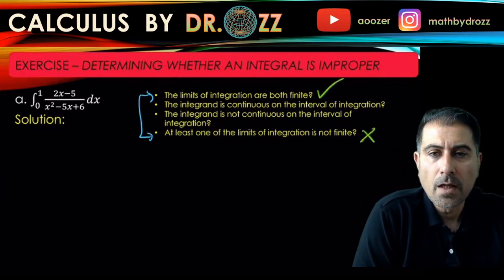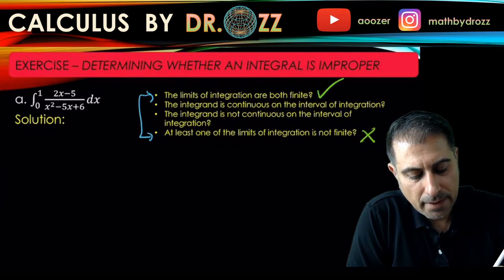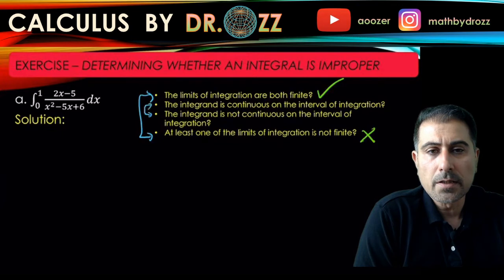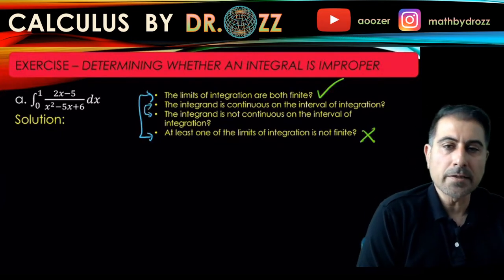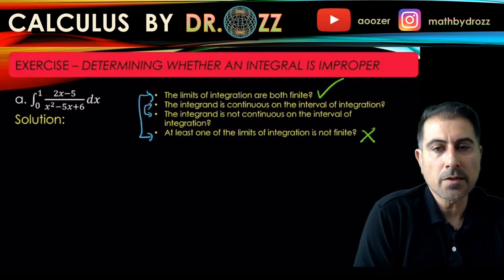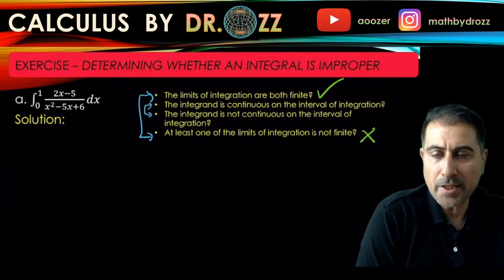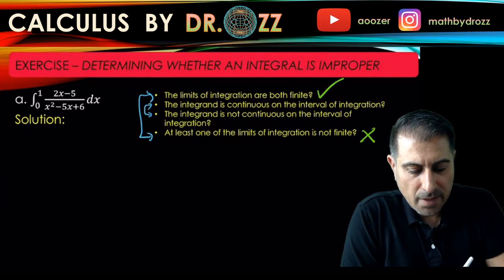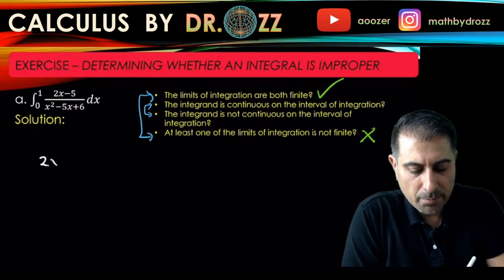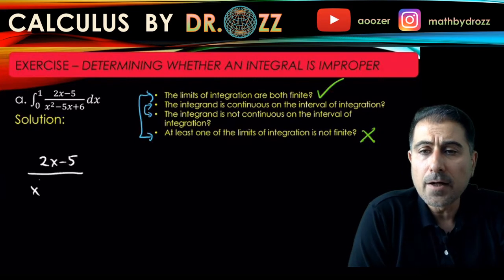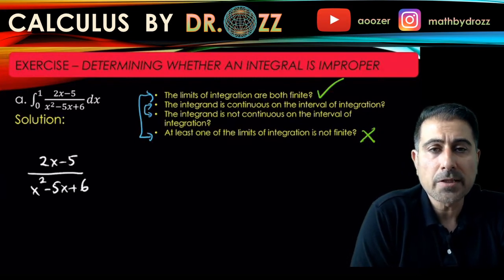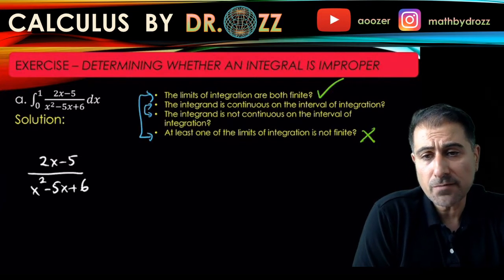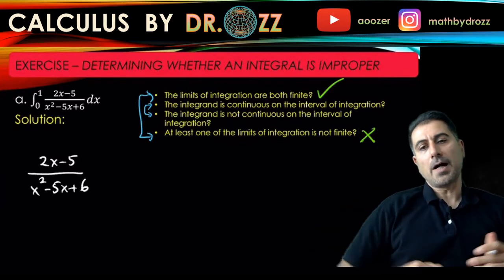Okay. And in fact, the second and third questions are similar as well. The integrand is continuous on the interval of integration, and the integrand is not continuous on the interval of integration. Let's see which one is happening here. I have a rational function here, 2x minus 5 divided by x squared minus 5x plus 6. Both top and bottom are continuous individually, but since this is a rational function, I have to check if there is any x that makes the bottom 0.